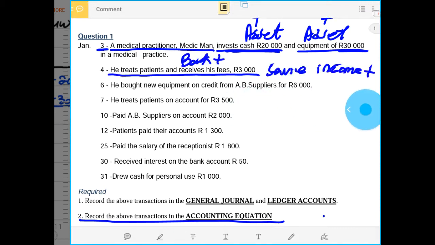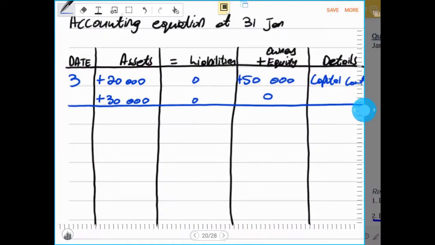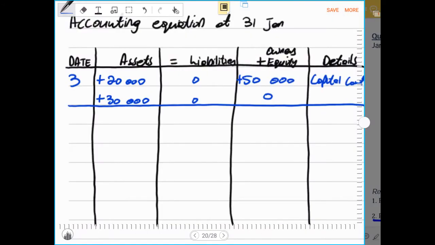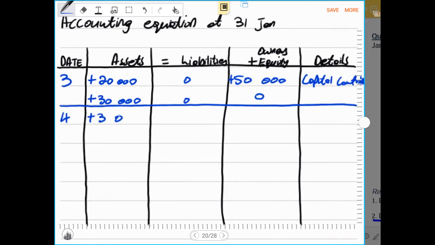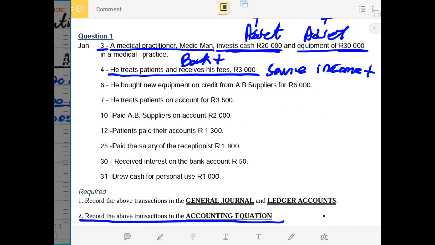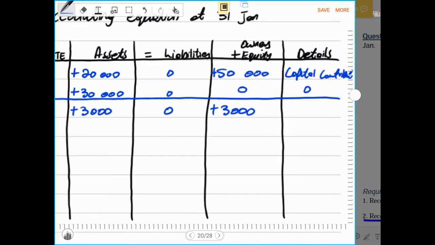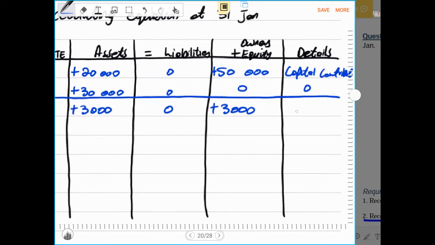So now let us increase our bank account because money was received. And the date of this entry is on the 4th. Money was received from the customer or from the client. On the 4th, we receive money, and this amount is an amount of 3,000 rands. And we receive this money, therefore bank will increase, and bank is an asset. And there's nothing under liabilities, but under owner's equity it will be 3,000 rands plus. Remember, income increase equity. So now in this case, we have to say service income.